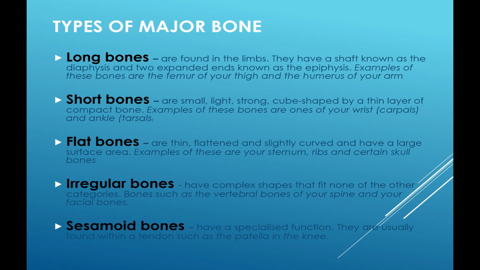And then sesamoid, we did mention this in the first slide. We mentioned that the patella, which of course is the kneecap, exists within a tendon, and this is what a sesamoid bone is related to. It relates to a bone which is situated inside a tendon. So the example for a sesamoid bone is the patella.